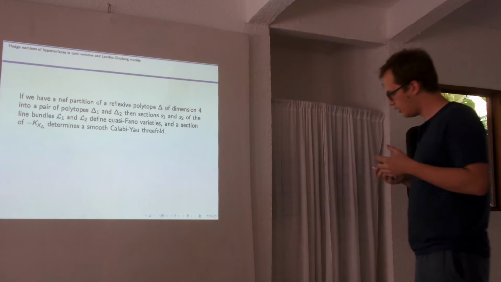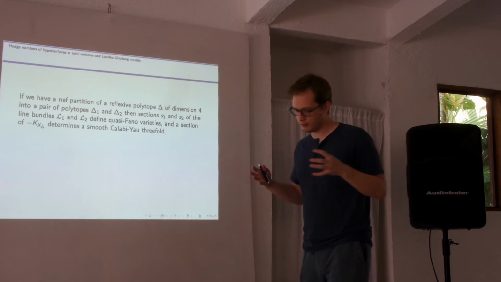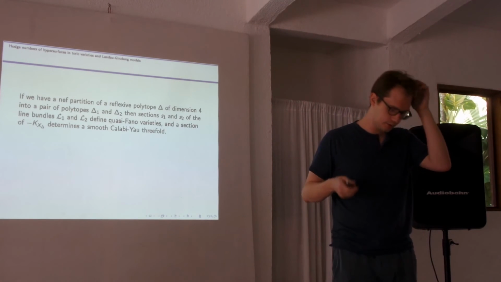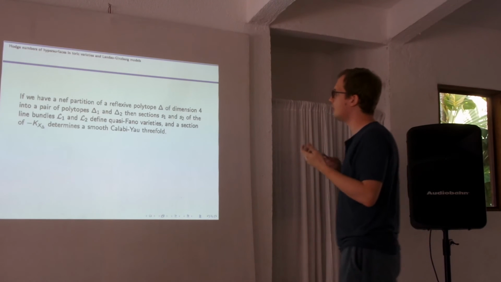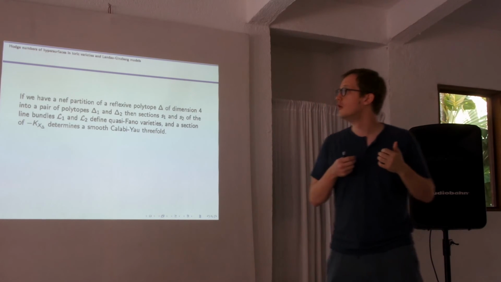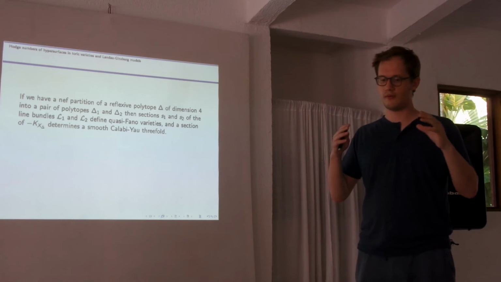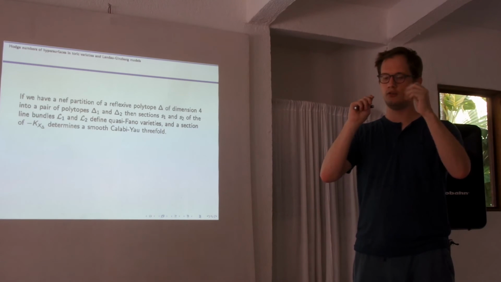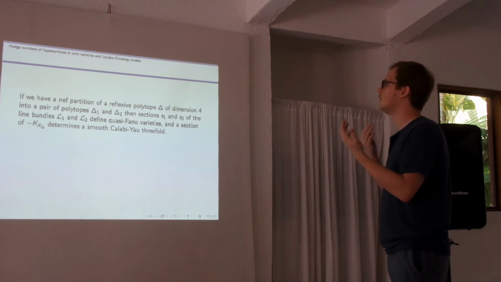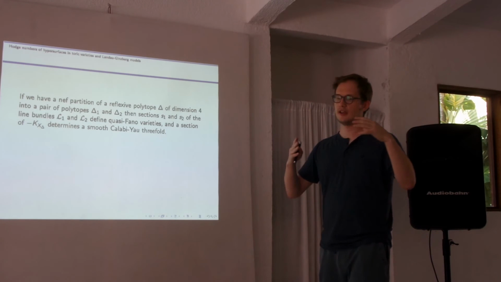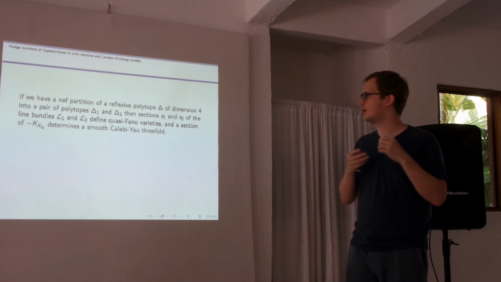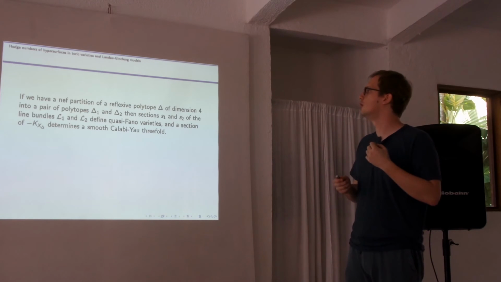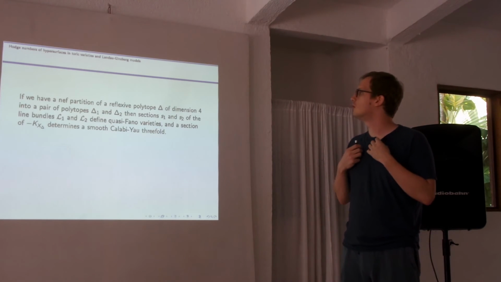So we can use toric geometry to construct these sorts of things. The idea is that if you have a polytope delta, you take the toric Fano variety associated to this thing, and then you can get a Tyurin degeneration from any nef partition of delta. So what do I mean by this?